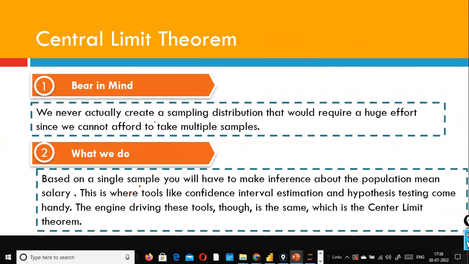Hence we never actually create a sampling distribution, since it requires a huge effort and we cannot afford to make multiple samples. What we do is, based on a single sample, we make an inference about the population mean salary. This is where tools like confidence interval estimation come in. It is really a painstaking process to create a sampling distribution, right? It takes a lot of time. Instead, take a single sample. With that single sample, is it possible to make an inference about my population mean salary? That is where we have something called confidence interval and hypothesis testing. These are the two other techniques that are available.